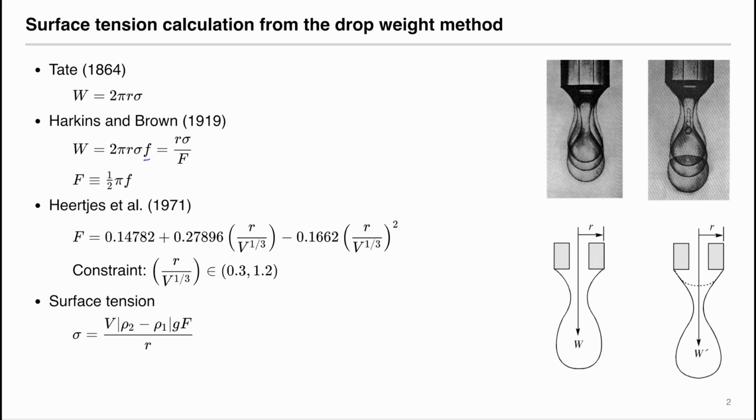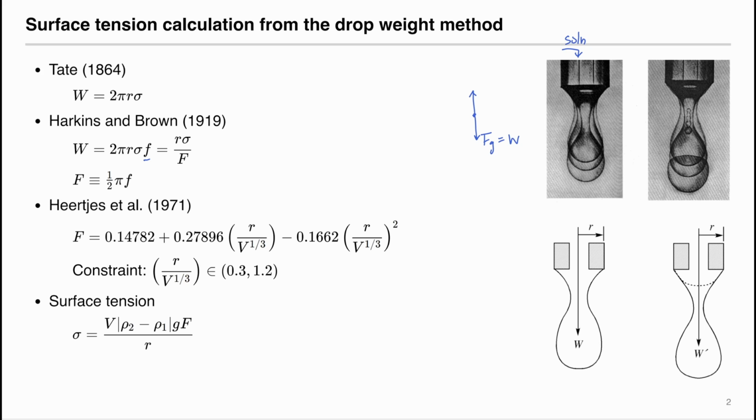It is done by flowing the solution of interest through a nozzle, and we let the solution come out dropwise. Measure the weight of each drop to get the surface tension. The theory is quite simple, proposed by Tate 160 years ago, in which he proposed that the weight of each drop is balanced out by the interfacial tension force, the surface tension force at the top of the drop.